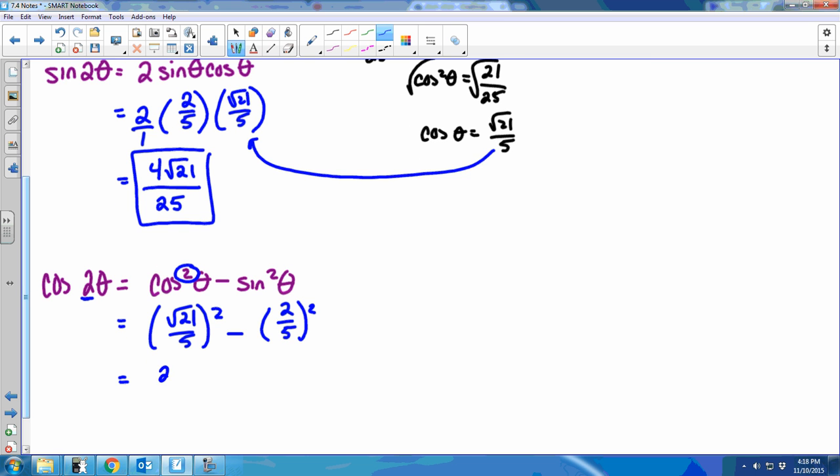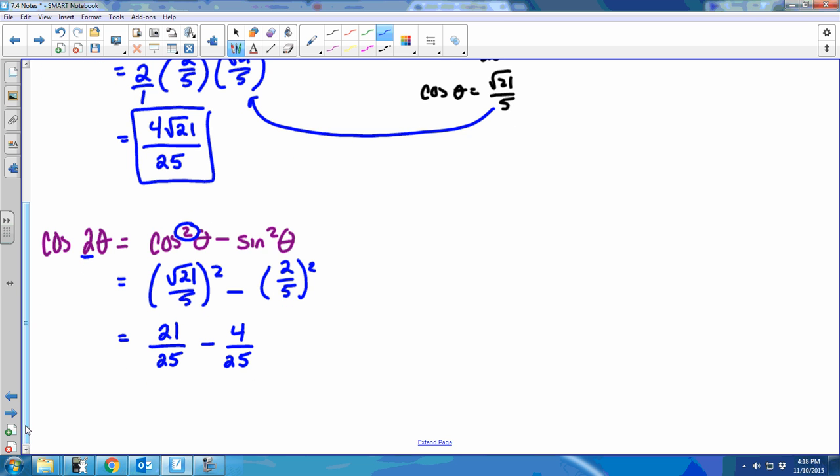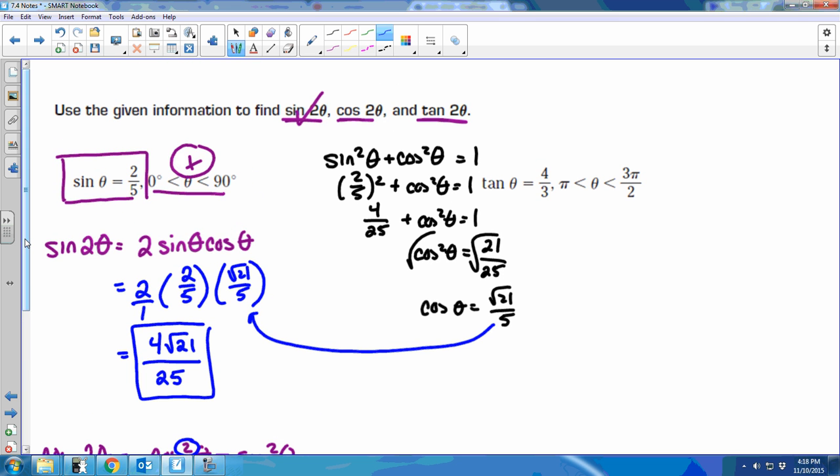And so we have 21 over 25 if you square that separately, and then 4 over 25 if you square that separately. And so 21 minus 4 is 17. So there's cosine 2 theta. All right. We found those 2. So now we're going to find tangent 2 theta.